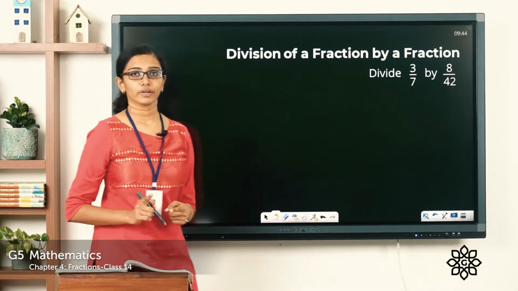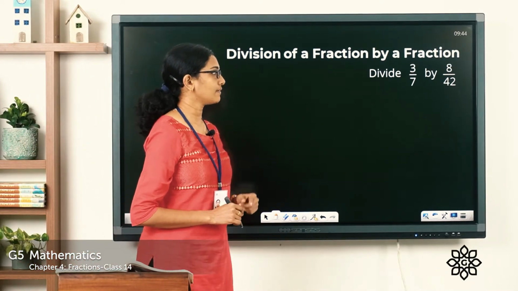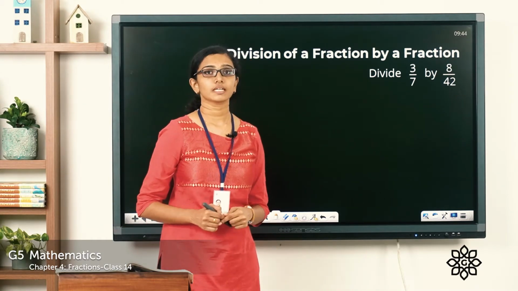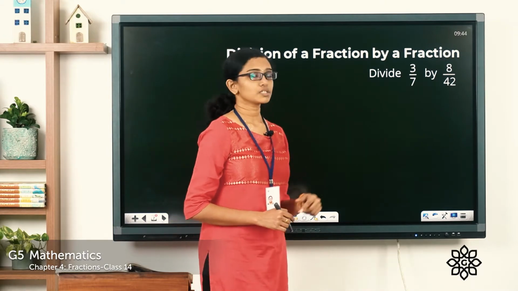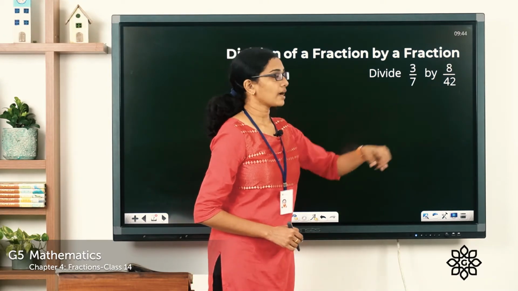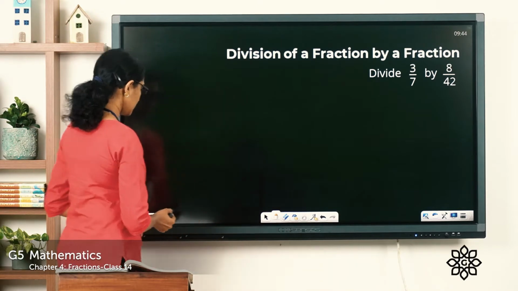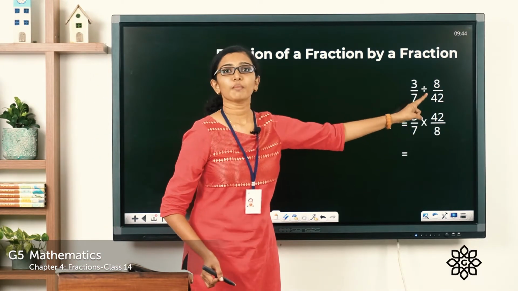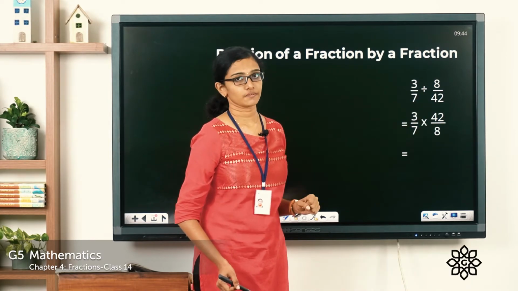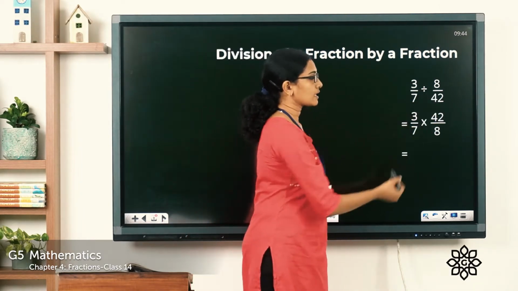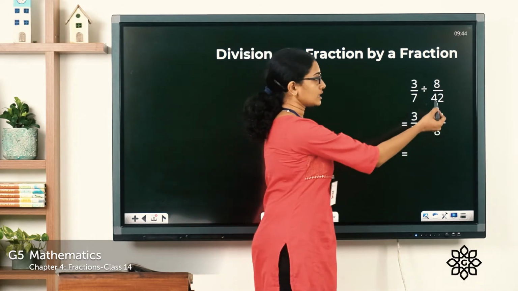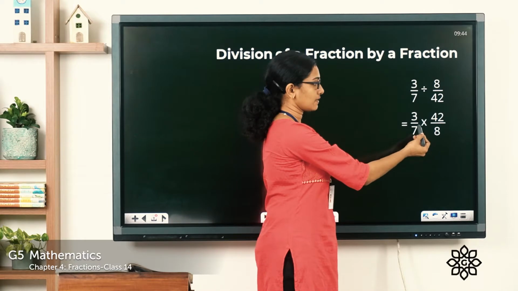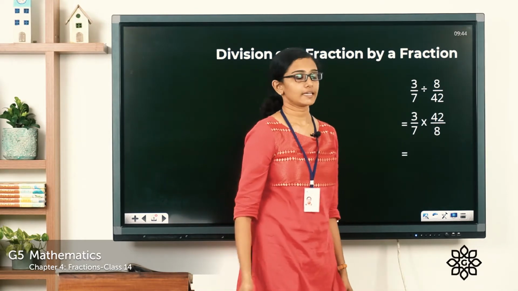Now we'll see one more example. Divide 3 by 7 by 8 by 42. So here we have the dividend fraction 3 by 7 and the divisor fraction here is 8 by 42. So let's see how we can proceed with the steps. 3 by 7 into the multiplicative inverse of the divisor fraction. What is the multiplicative inverse of 8 by 42? It is 42 by 8. So that we are doing here, 3 by 7 into 42 by 8.